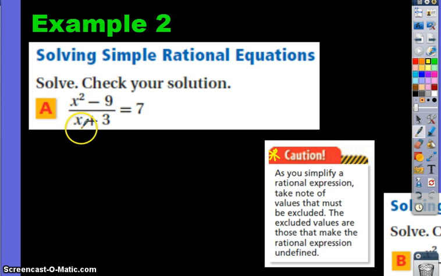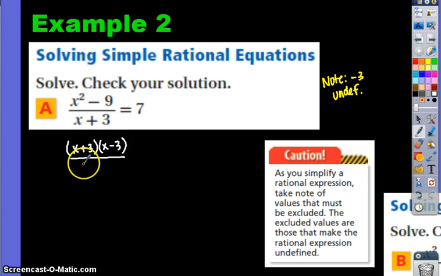If we're looking at this, we should realize that, hey, if we had a negative 3 right here, this would make this undefined. So it's important to note that negative 3 would make us undefined. All right, so let's go about trying to solve this. We hopefully notice that this is a difference of 2 squares right here. So this would be x plus 3 times x minus 3, all of that over x plus 3, and we know that that equals 7.